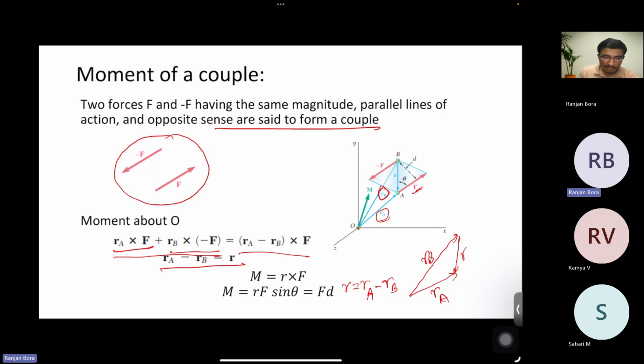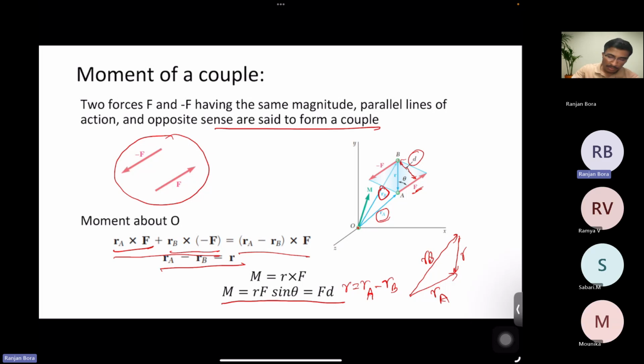So we can write the moment because of this couple as M equal to R cross F, then R F sine theta, and the same using F into d. What is d? d is the perpendicular distance between the two forces. This is the d. So if we represent it here, d will be the perpendicular distance between the two forces.